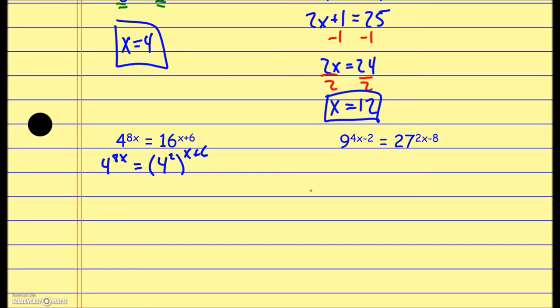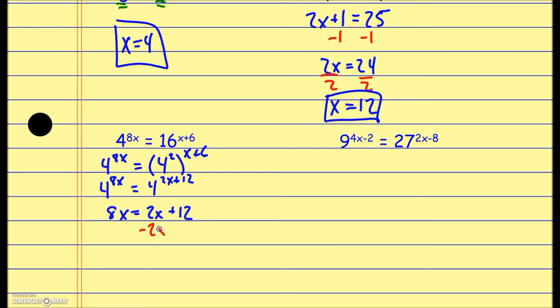And now from here, rules of exponents, the 4 to the 8x stays exactly the way it is. But now right here, rules of exponents, when I've raised something to a power like I'm doing here, I multiply the exponents. So this ends up giving me a 4 to the 2x plus 12. I do the 2 times the x plus 6, and when I do that, I distribute. Now I have the same base, so now I can say that these exponents are equal to one another, so the 8x equals the 2x plus 12. And now from here, I just solve for x.